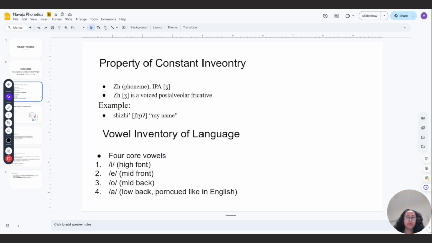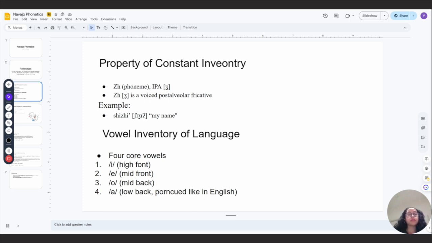One of the many examples that I chose was za. That's the phoneme, and it's a voiced post-alveolar fricative. An example of it would be shizi, which in Navajo translated would mean my name.